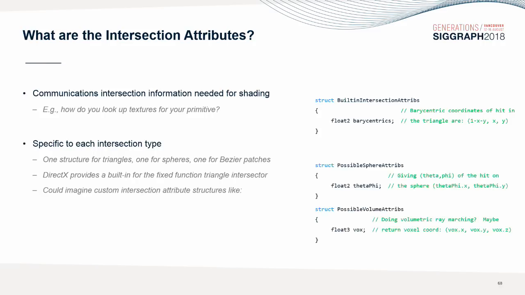Potentially, this is just me inventing things. Your sphere attributes might look like this. You might have a theta phi. And you might have a float3 if you're doing a volumetric intersection. I'm not claiming these are right. These are just explanatory. You might imagine custom attributes looking something like that. Be very aware that these attribute structures are limited in size. Currently in the spec, I believe these are limited to 32 bytes. So you've got 8 floats to store intersection attributes, and you should make that as small as possible as well.